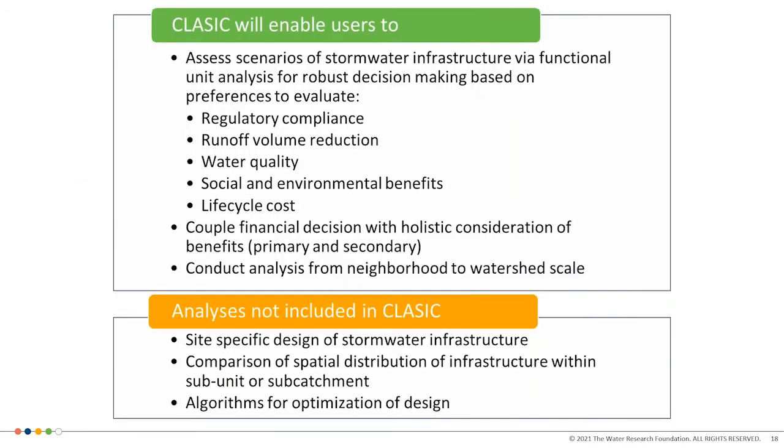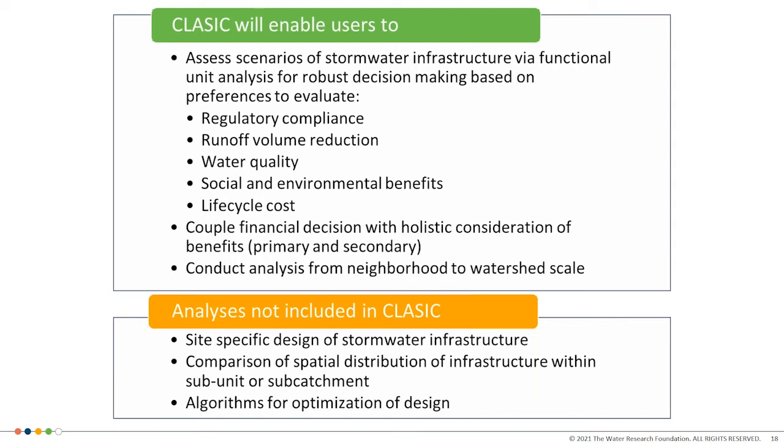So CLASIC enables users to assess scenarios of stormwater infrastructure for regulatory compliance, runoff volume reduction, and a lot of these benefits we've already talked about. The idea is that a user can couple financial decisions with these holistic considerations of benefits, and it allows analysis from the neighborhood to watershed scale.